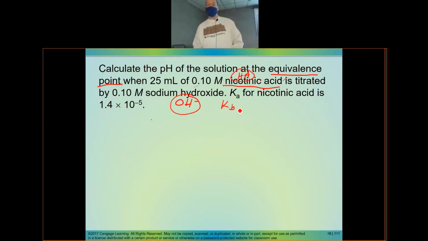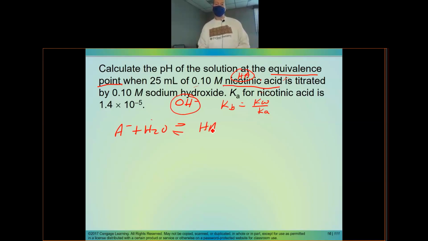Well, that's all right, because I know that Ka times Kb is equal to Kw. So I simply take my Kw, divide by the Ka that is given to me in the problem, and then I have my Kb constant. All right, and so I write the Kb. Again, A minus plus H2O goes to HA plus OH minus. Anytime you're doing a titration, you're adding products in the way that I do it. It's the way I will always do it.